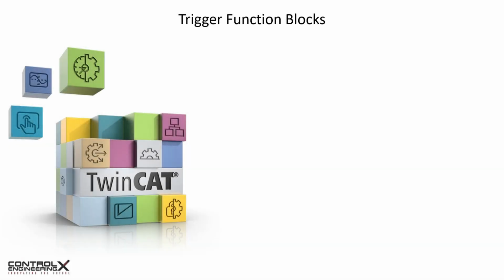In this video, we will look into trigger function blocks in PLCs, what they are, why we need them, and how to implement them in TwinCAT. Trigger function blocks are used to detect the transition or edges of Boolean signals. A transition occurs when the Boolean signal changes its value from 0 to 1 or from 1 to 0.